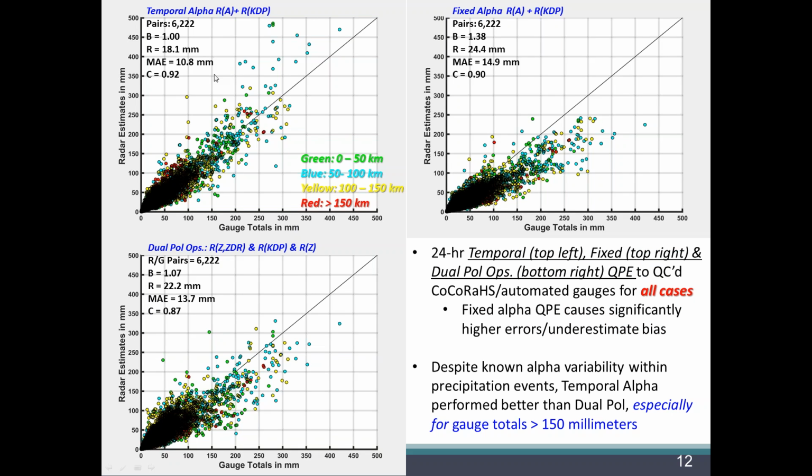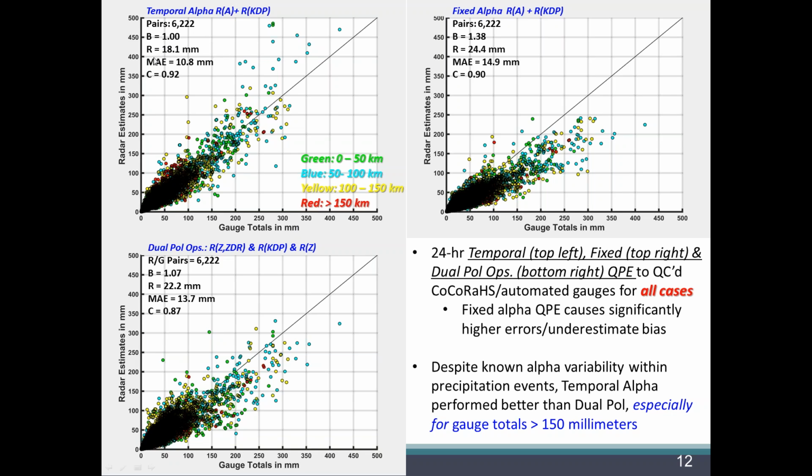I've got to do a little bit of data housekeeping here because you've got some acronyms. When you look at these scatter plots, this is just radar estimates versus gauge total. B refers to the gauge to radar bias. If it's greater than 1, you're talking about an underestimate by the radar. And if it's less than 1, you're talking about an overestimate by the radar.